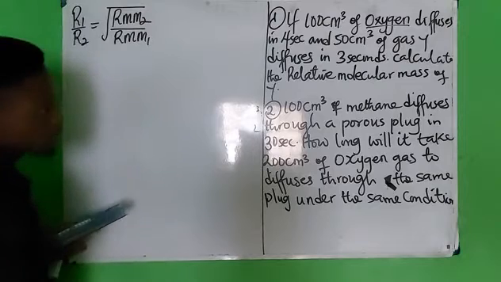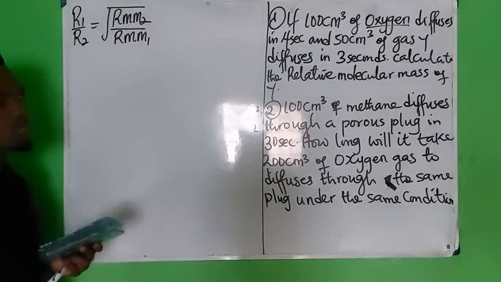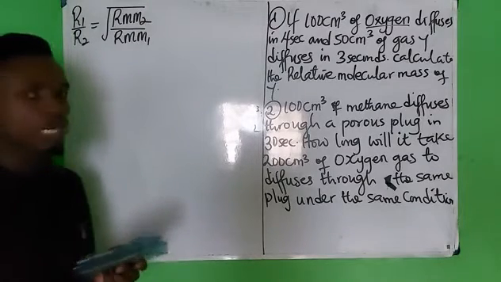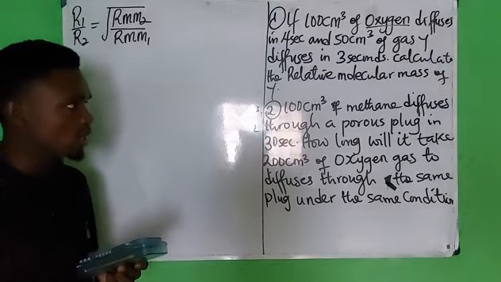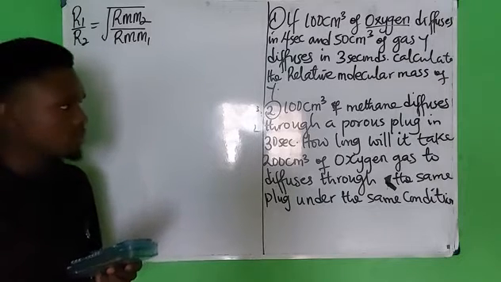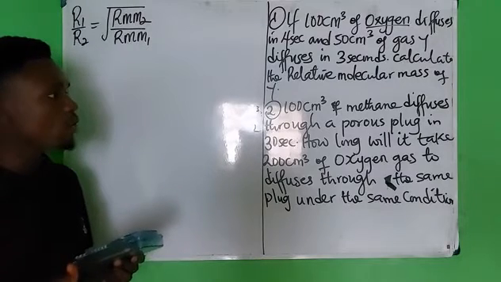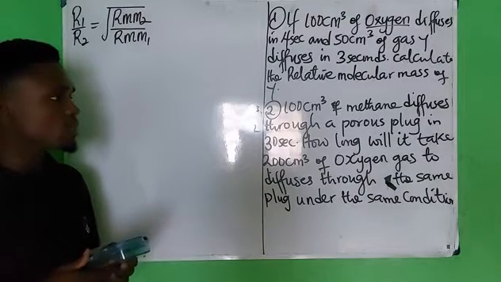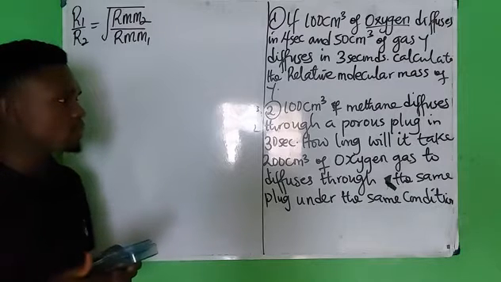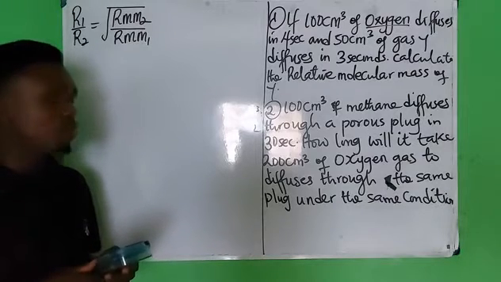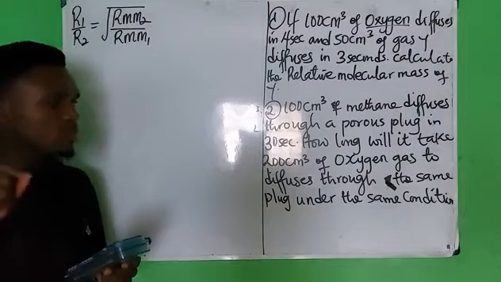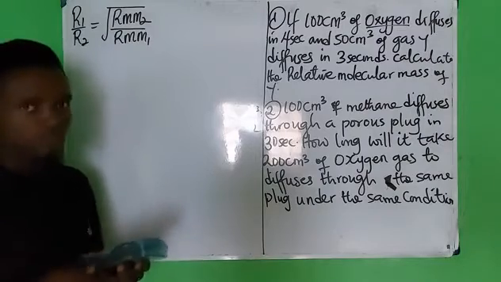The second one says 100 cm cube of methane diffuses through a porous plug in 30 seconds. How long will it take? How long tells you time, right? How long will it take 200 cm cube of oxygen gas to diffuse through the same plug under the same condition?